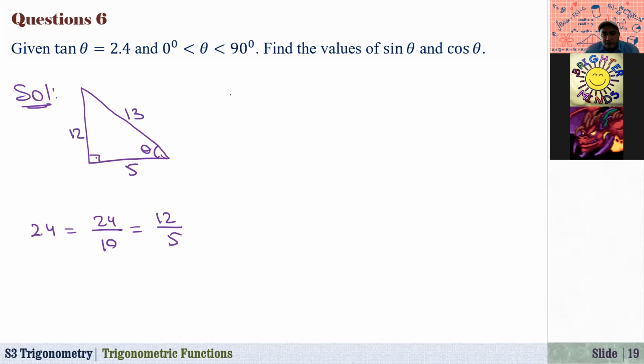Now from here, sine of theta is equal to 12 over 13. And cosine of theta is equal to 5 over 13.